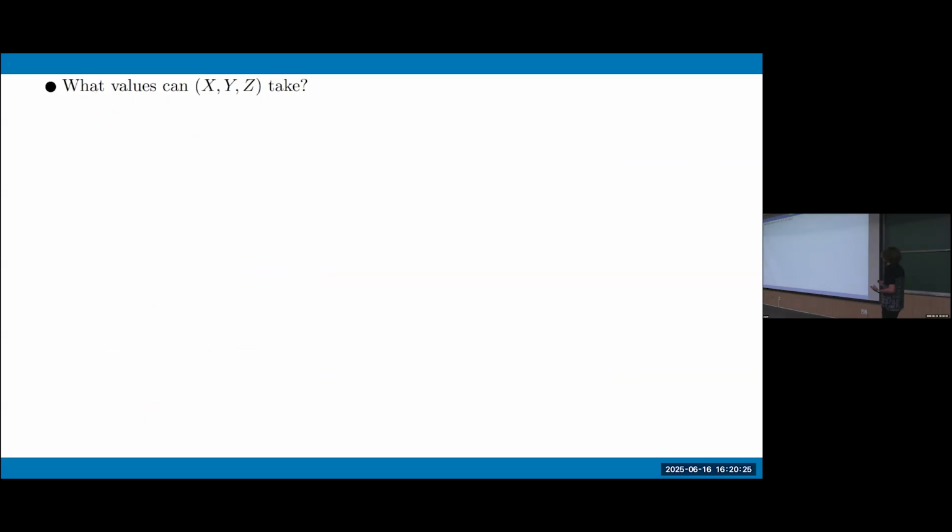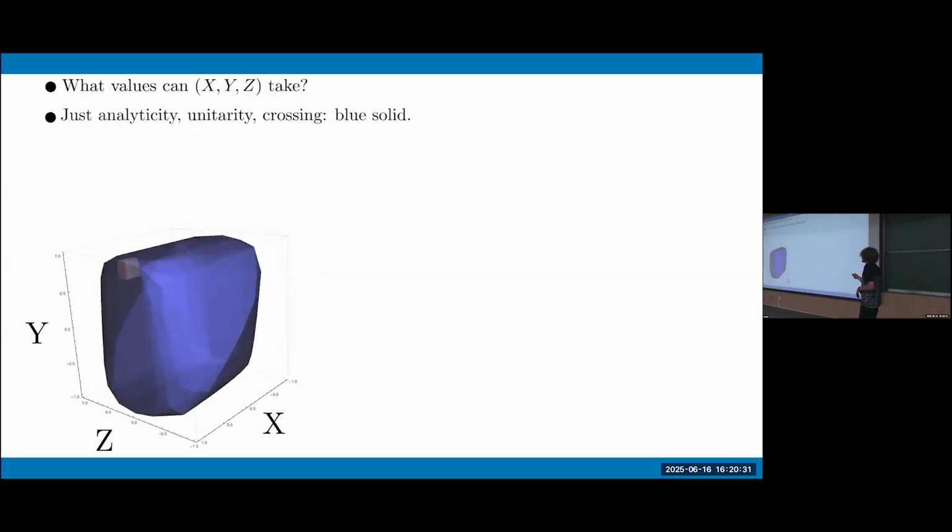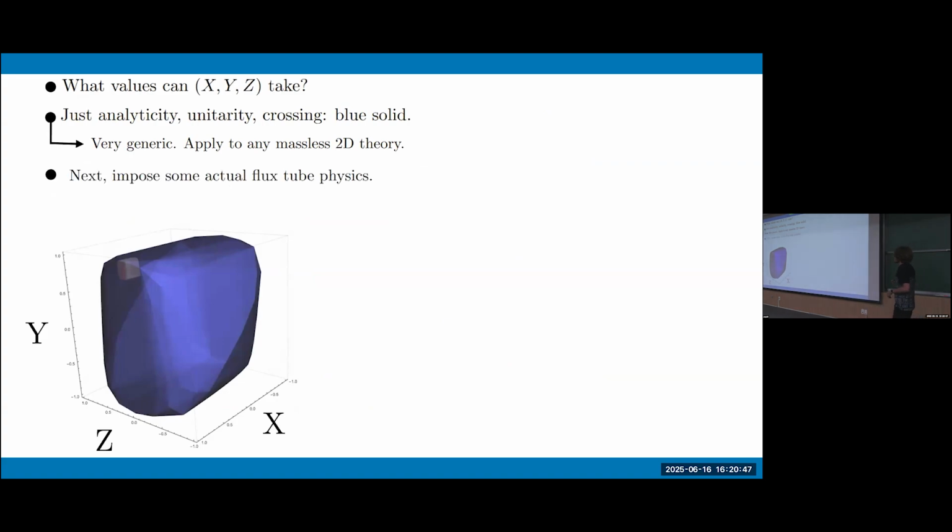So what values can X, Y, and Z take, these affected 4, 6, and 8 particle couplings? Well, if you only impose analyticity, unitarity, and crossing of this system, you get that they must live in this blue solid. So here the axes are between -1 and 1. And this is a very generic bound that should apply to any massless two-dimensional theory for which the S matrix is a good observable. But then we can start to impose some actual flux tube physics.